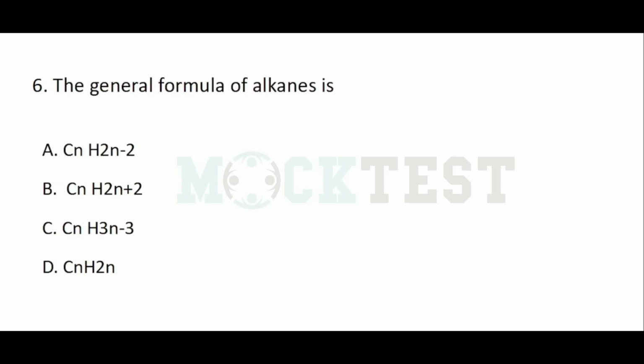The general formula of alkanes is option A, CnH2n-2, option B, CnH2n+2, option C, CnH3n-3, option D, CnH2n. The general formula of alkanes is option B, CnH2n+2.